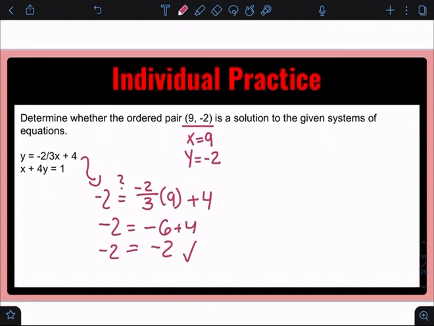Now let's try this one. x is 9 plus 4 times y, which is -2. And we need it to equal 1 maybe. That will be 9. 4 times -2 is -8 equals 1. And 1 does equal 1.